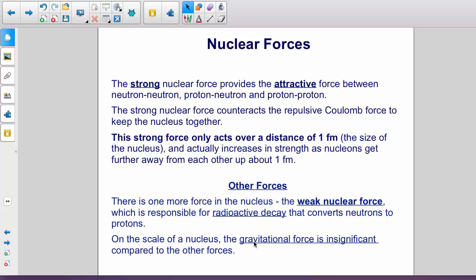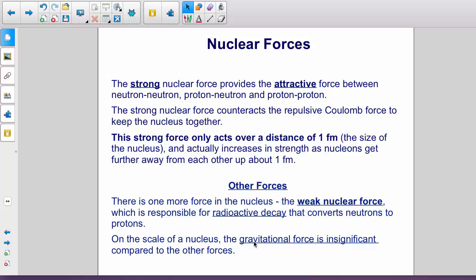The strong nuclear force provides the attractive force between nucleons. It counteracts the repulsive Coulomb force between the protons to keep the nucleus together. This strong force acts only over a distance of about 1 femtometer, about the size of the nucleus. It increases in strength as the nucleons get further away, but only up to about 1 femtometer.